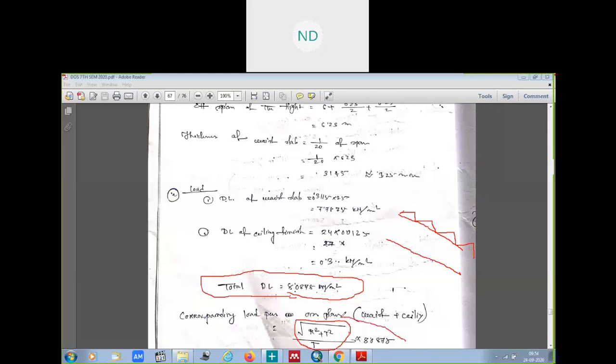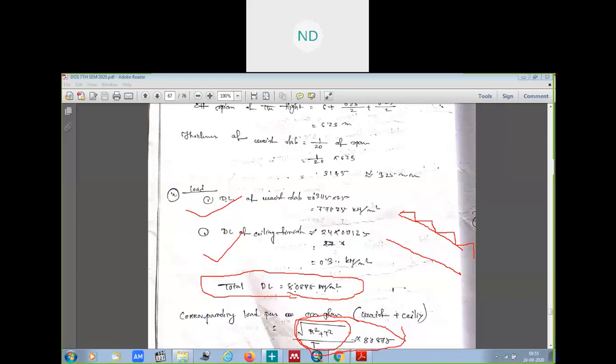This is our total dead weight of the slab per unit horizontal area. We'll calculate the dead load from the waist slab, the dead load from the ceiling finish, and then this is the total dead load of the waist slab plus ceiling. Now, horizontally, if we calculate the total load per unit horizontal area, this ratio, root over r square plus t square by t, must be multiplied with the total dead load of this slab waist plus ceiling.